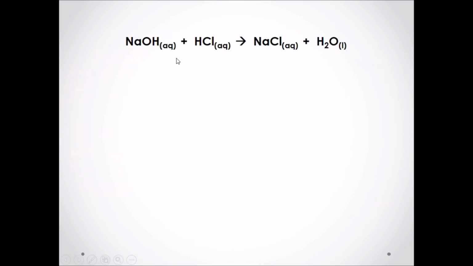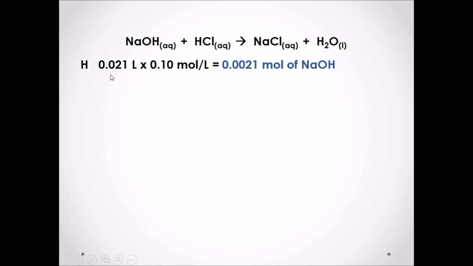We're going to start this calculation with a balanced chemical equation. We are then going to find the moles that we have of each reactant. To do so, we are going to take the volume in liters times the moles per liter. That will give us 0.0021 moles of sodium hydroxide. We are going to perform the same calculation to find the moles that we have of hydrochloric acid.